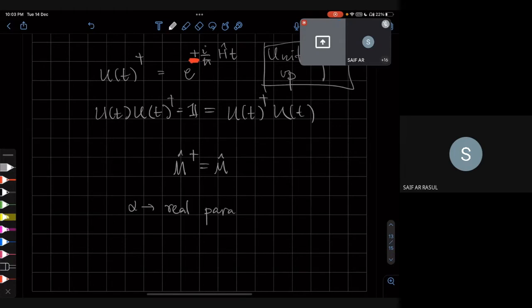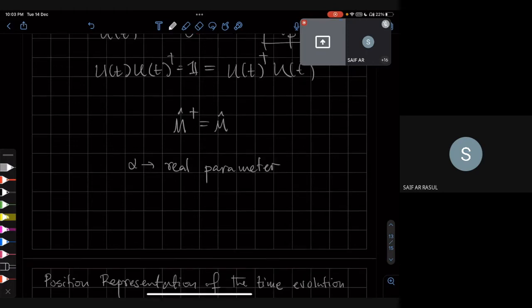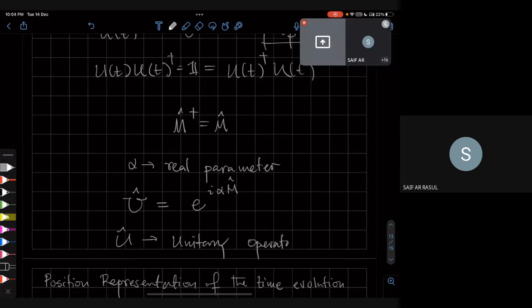then if you take the exponential of i times alpha times M, then U is going to be a unitary operator. So every Hermitian operator gives rise to a unitary operator through this construction.